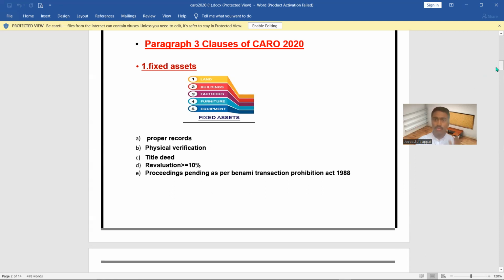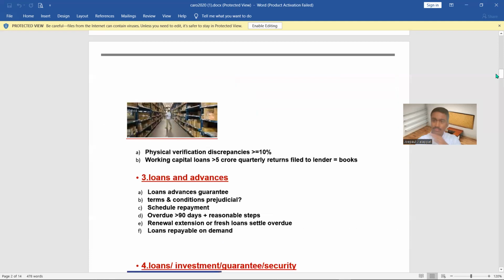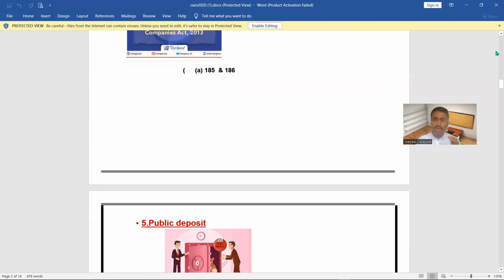That's all. So let us revise again. Fixed assets: proper records, physical verification, title deeds, then revaluation about 10%, then proceedings pending as per Benami. That's all. Now moving on to the second clause regarding inventory.